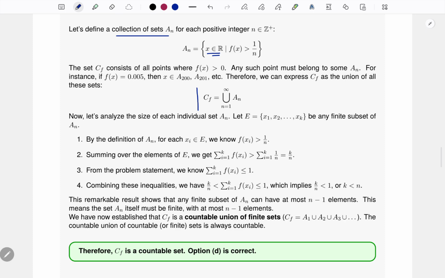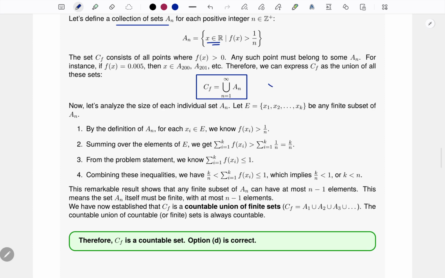Now we claim the following, that CF is actually the union of all these ANs. Now why is it so? Observe that if I choose x from the union of ANs, then that implies that x belongs to AN for some n, and then that implies that f of x is greater than 1 over n, which is obviously greater than 0. So this implies that x belongs to CF. So therefore the union is contained in CF. That's clear.